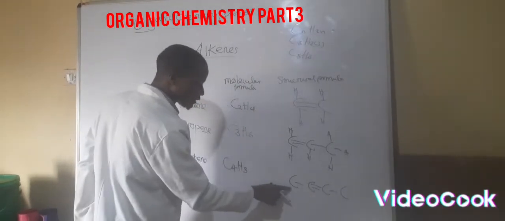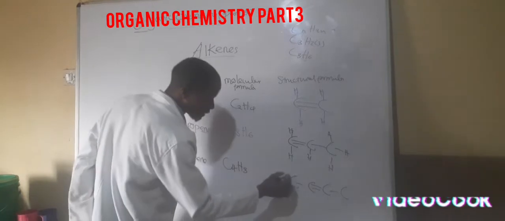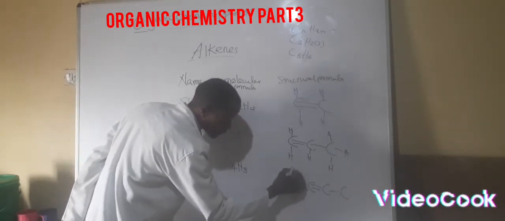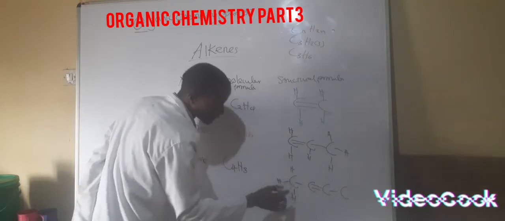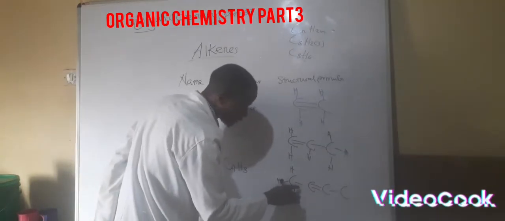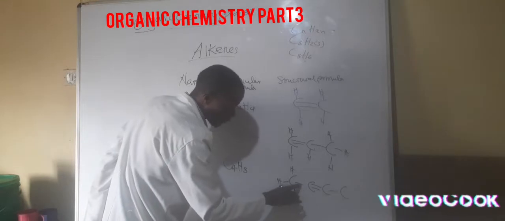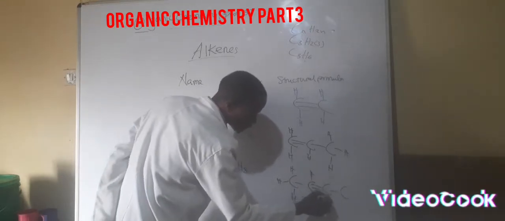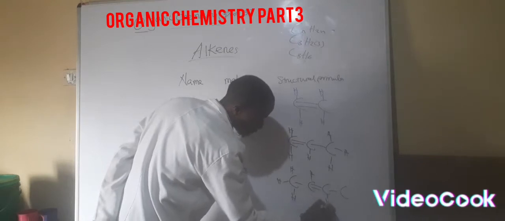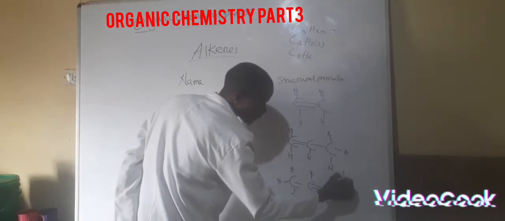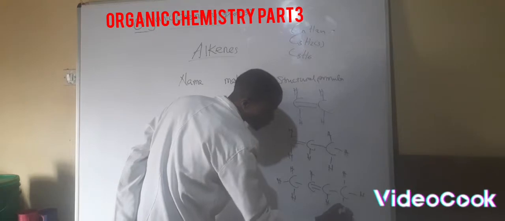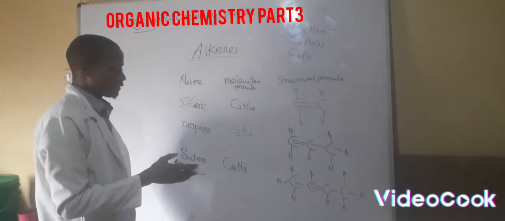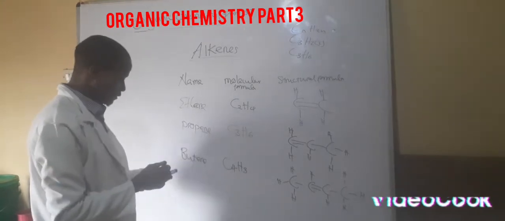The first carbon needs 3 more bonds to be stable. Remember, carbon needs 4 bonds. It forms 4 bonds, so 1, 2, 3, 4. This one needs 1 because already it has 3, 1, 2, 3. So you need 1 to be stable. This one also needs 1 to be stable, and this one needs 3 more to be stable. Okay, so that is the structure formula for butene.